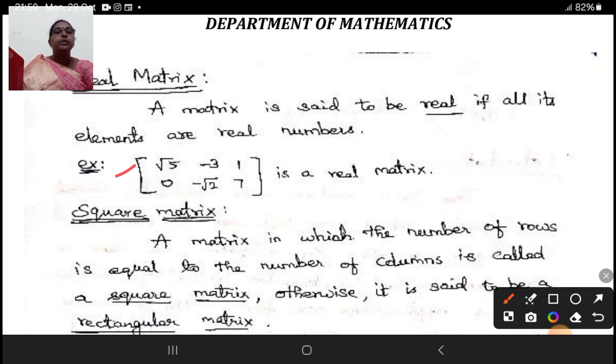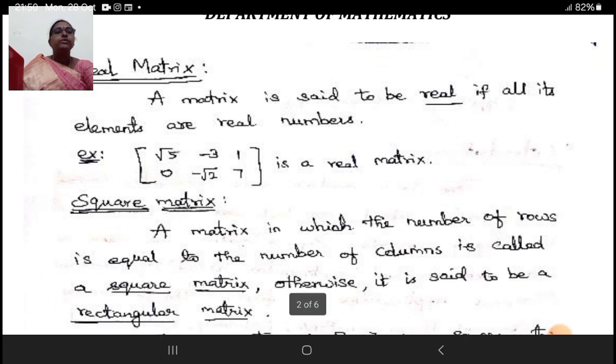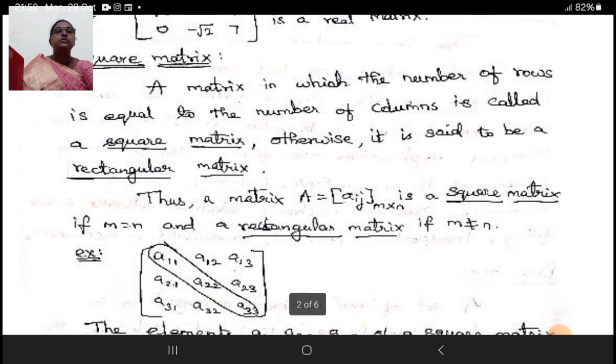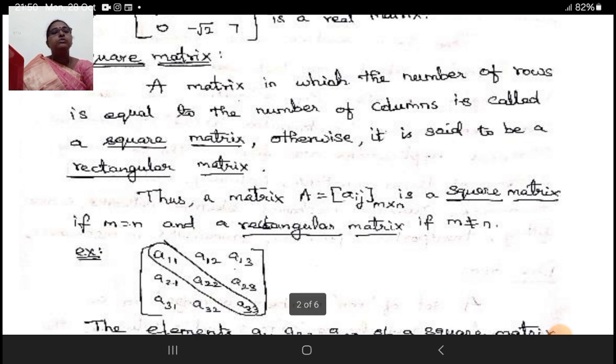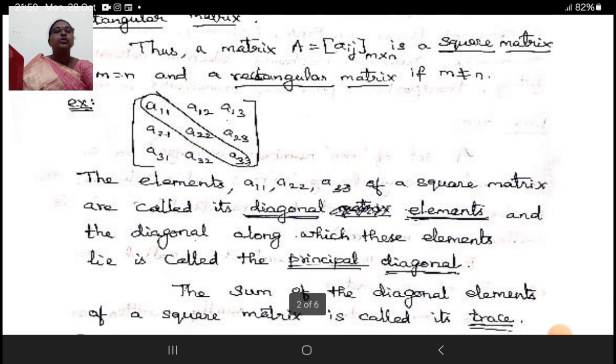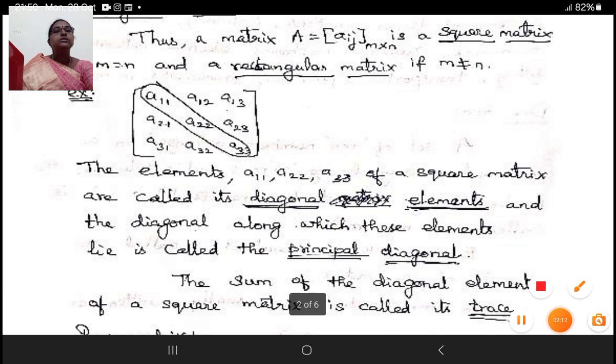Next we move on to the square matrix. A matrix in which the number of rows is equal to the number of columns is called a square matrix. Otherwise it is said to be a rectangular matrix. So if the rows and columns are equal, we call it square, otherwise it is rectangular.